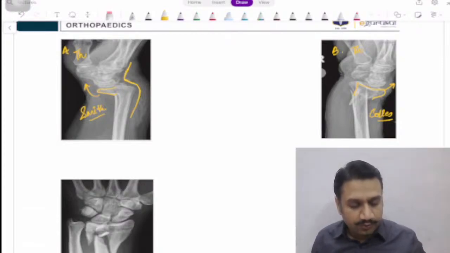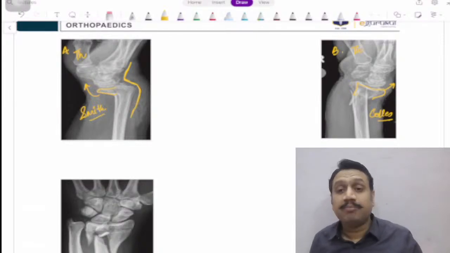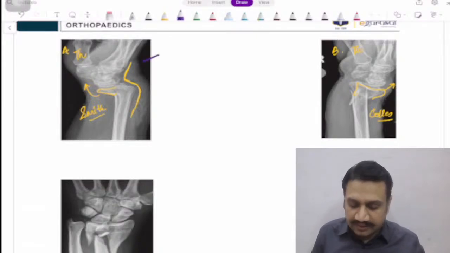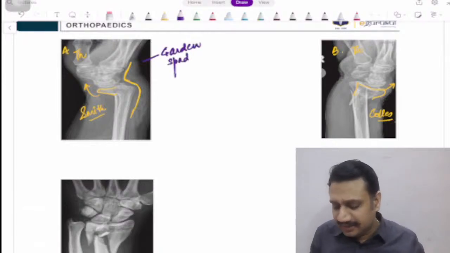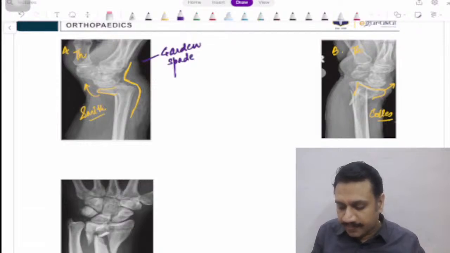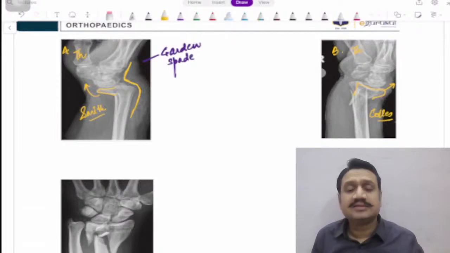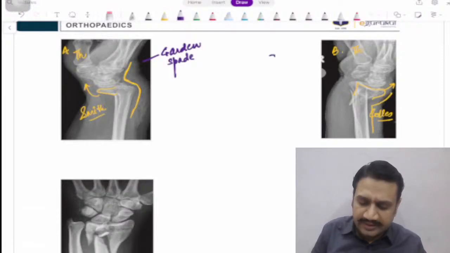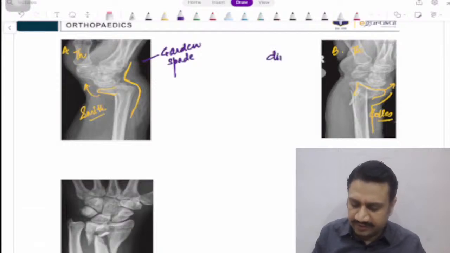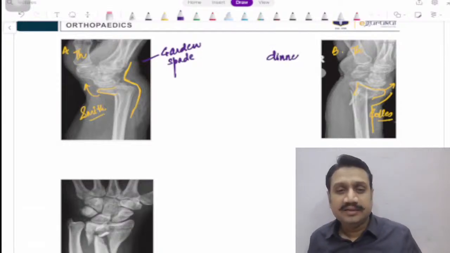Okay, so now the other two injuries, they are Barton and Chauffeur. Barton is defined as a comminuted intra-articular fracture, which is usually displaced. And the other one is the Chauffeur. Chauffeur is defined as the fracture of the radial styloid, right? So Colles, Smith, Barton, Chauffeur, 4 fractures at the wrist area.